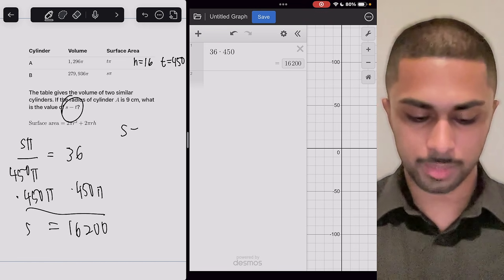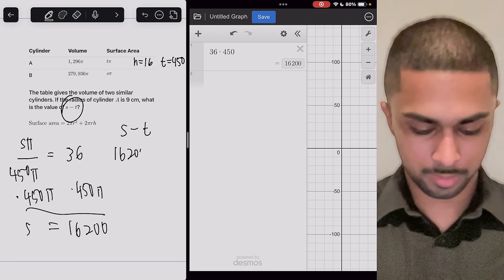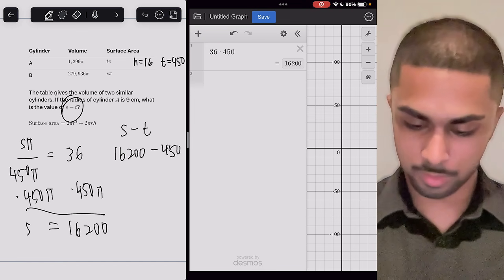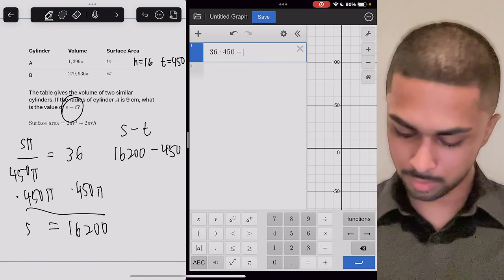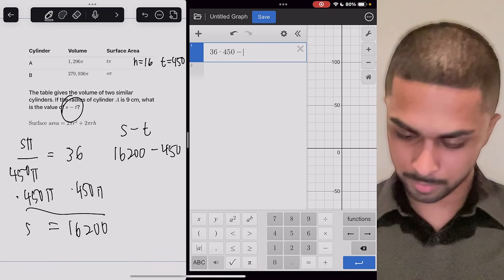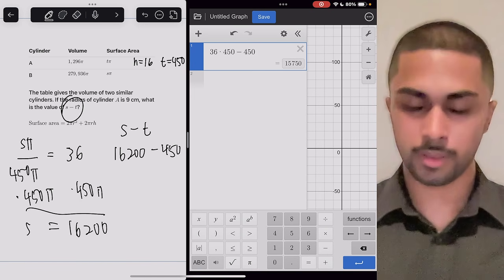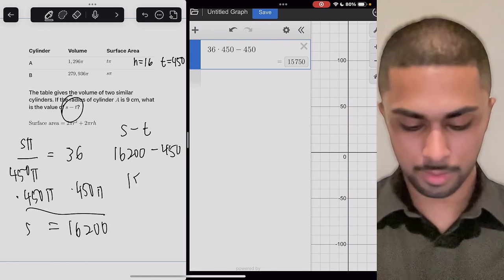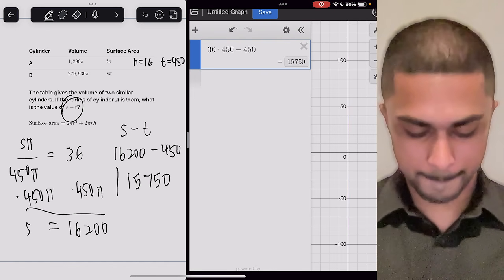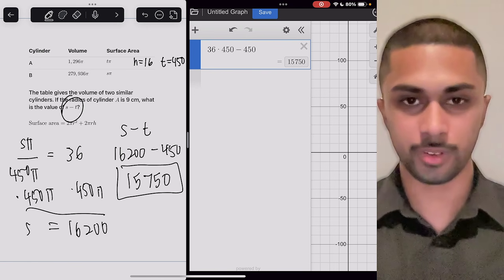Since we're looking for S minus T, we do that. And this 15,750 is our answer.